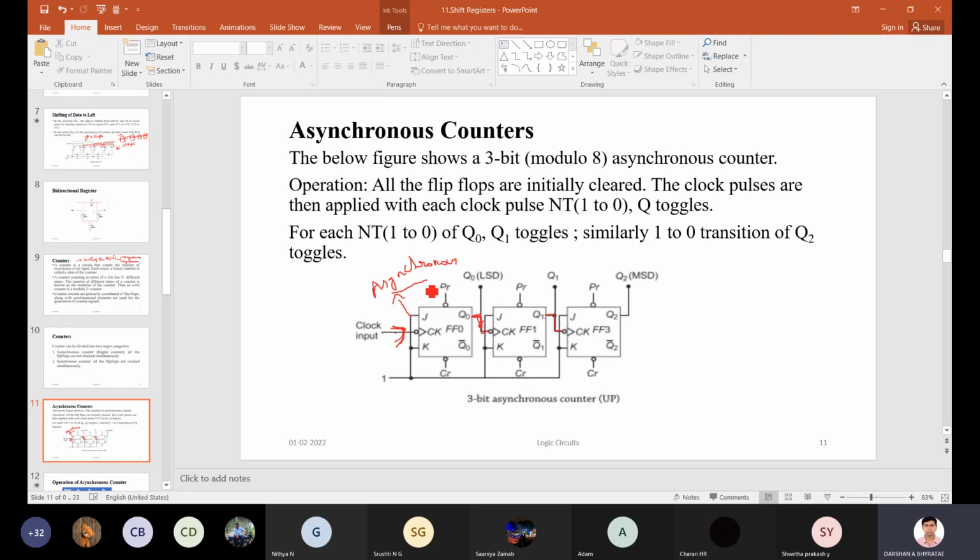If I want to tell synchronous, the same clock signal, the connection will not be there. Let me use some color.